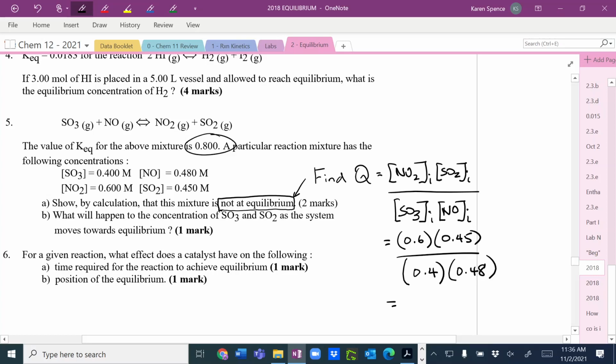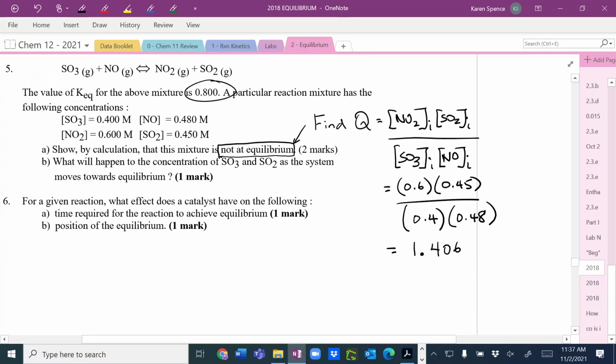0.6 times 0.45 divided by 0.4 times 0.48 equals 1.406. So you would say, for this question, Q does not equal KEQ, therefore we are not at equilibrium. Yes?